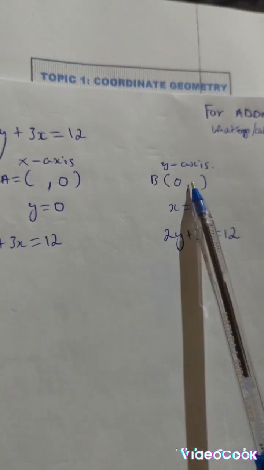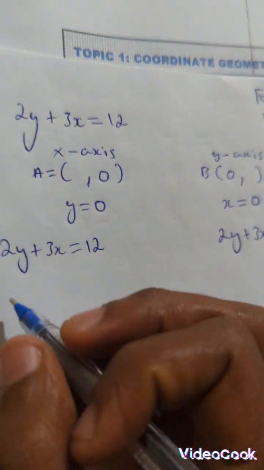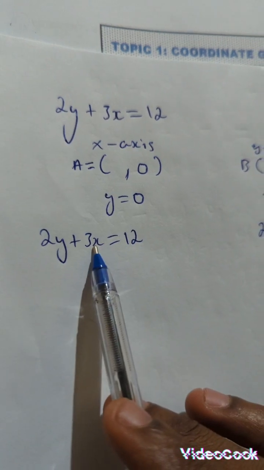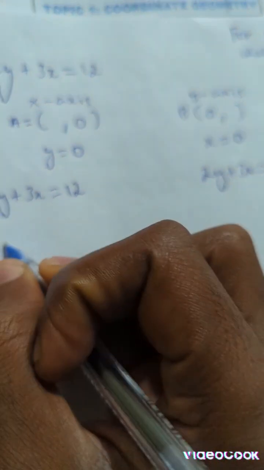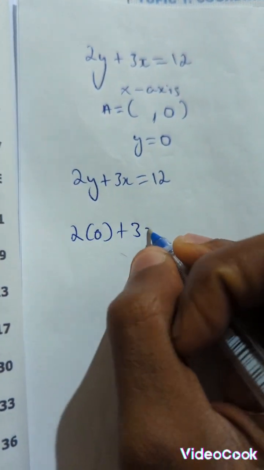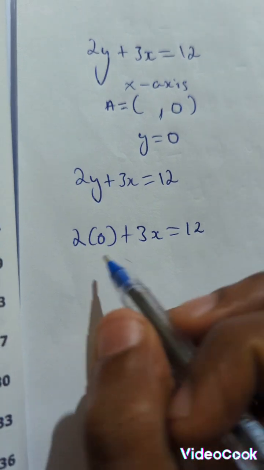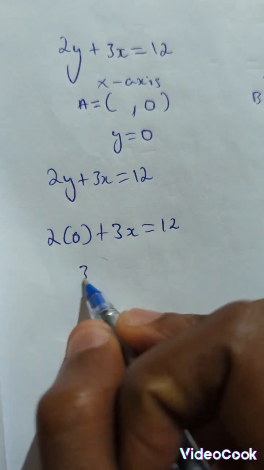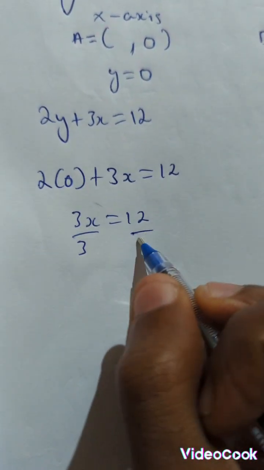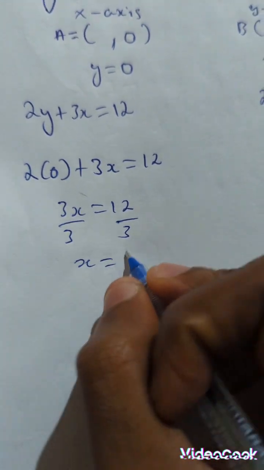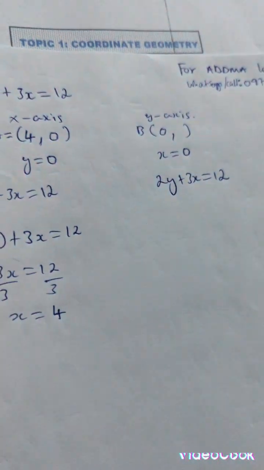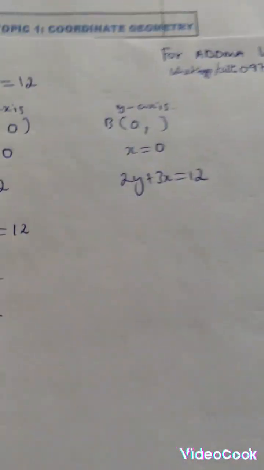So we are looking for the value of x. Where there is y here, we put 0 to find the value of x. So it will be 2 times 0, then plus 3x is equal to 12. Then it will be 3x equals 12. We divide by 3, and then our x is 4. So we put 4 there. We are finding the coordinates first so that we can find the midpoint.